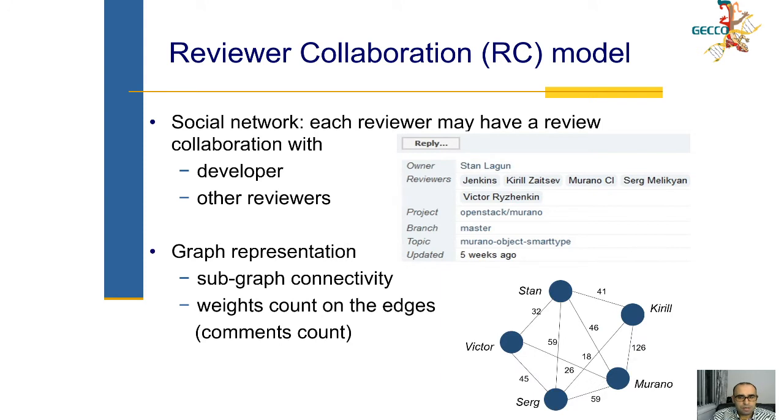We base it on the strength of the collaboration by considering the subgraph connectivity. So we are building a social graph, and we look at the graph connectivity and the strength of the weights on the edges. The weights on the edges are the number of comments that two reviewers have exchanged in reviewing past reviews.